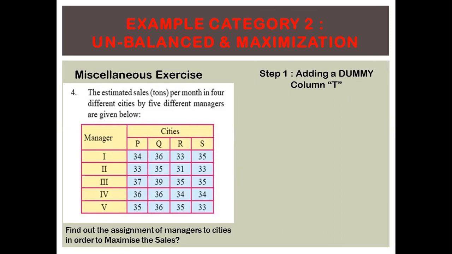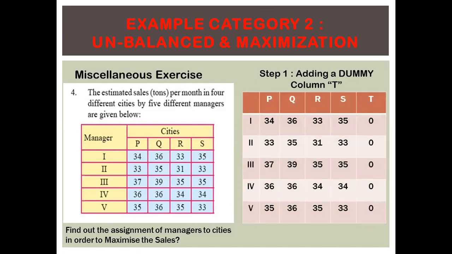Okay. So find out the assignment of managers to cities in order to maximize the sales. The objective function over here is nothing but maximization. So maximization involves another step. Do you all remember, class? What was it? Correct. You will change it into a minimized matrix. So after adding a dummy column T, your matrix will look like this, where all the elements are 0.